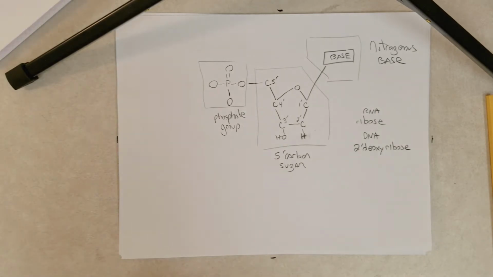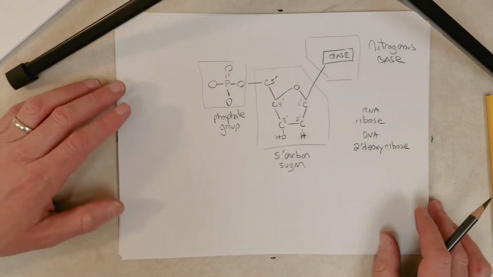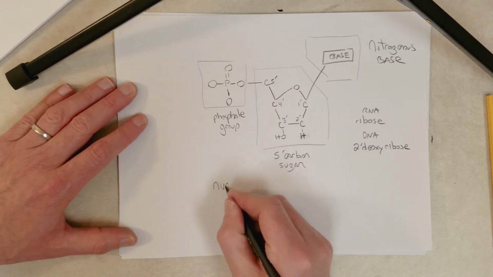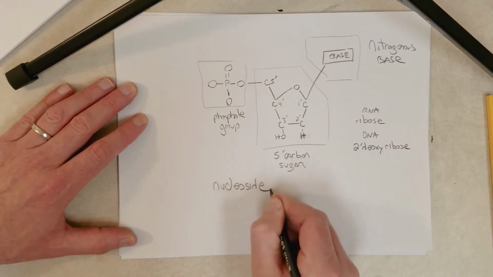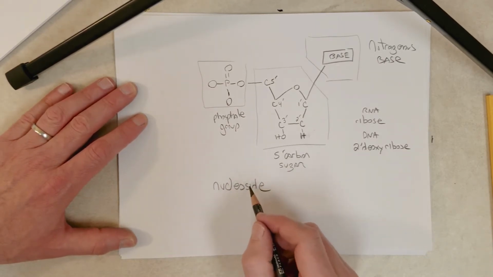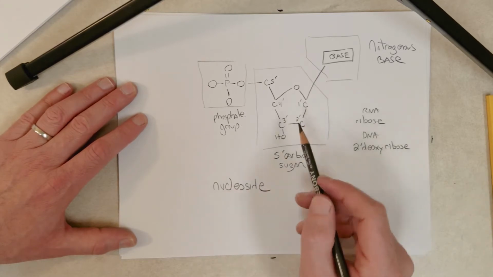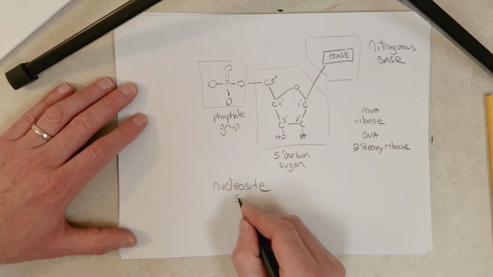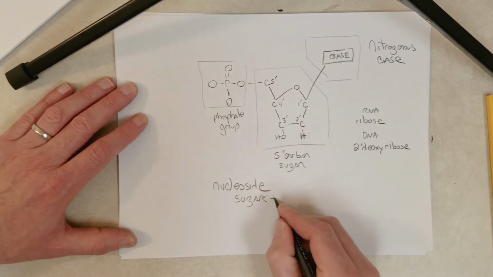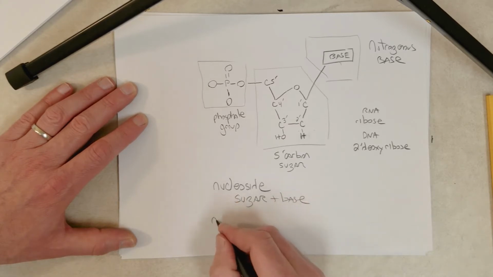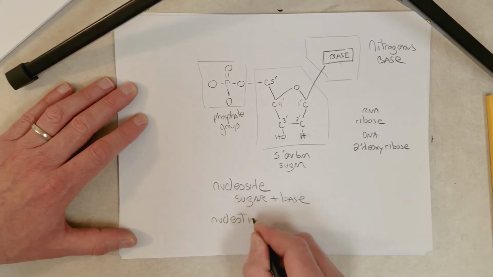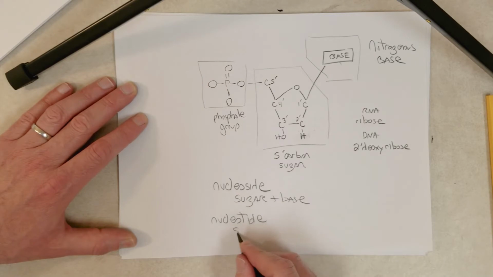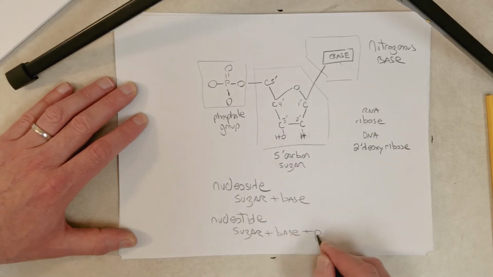There are 2 other terms I'd like to bring up at this point. A nucleoside. Now a nucleoside is a lot like a nucleotide, but it just has the 5-carbon sugar and the base. So sugar plus base. Now the nucleotide, that's the sugar plus base plus phosphate group.